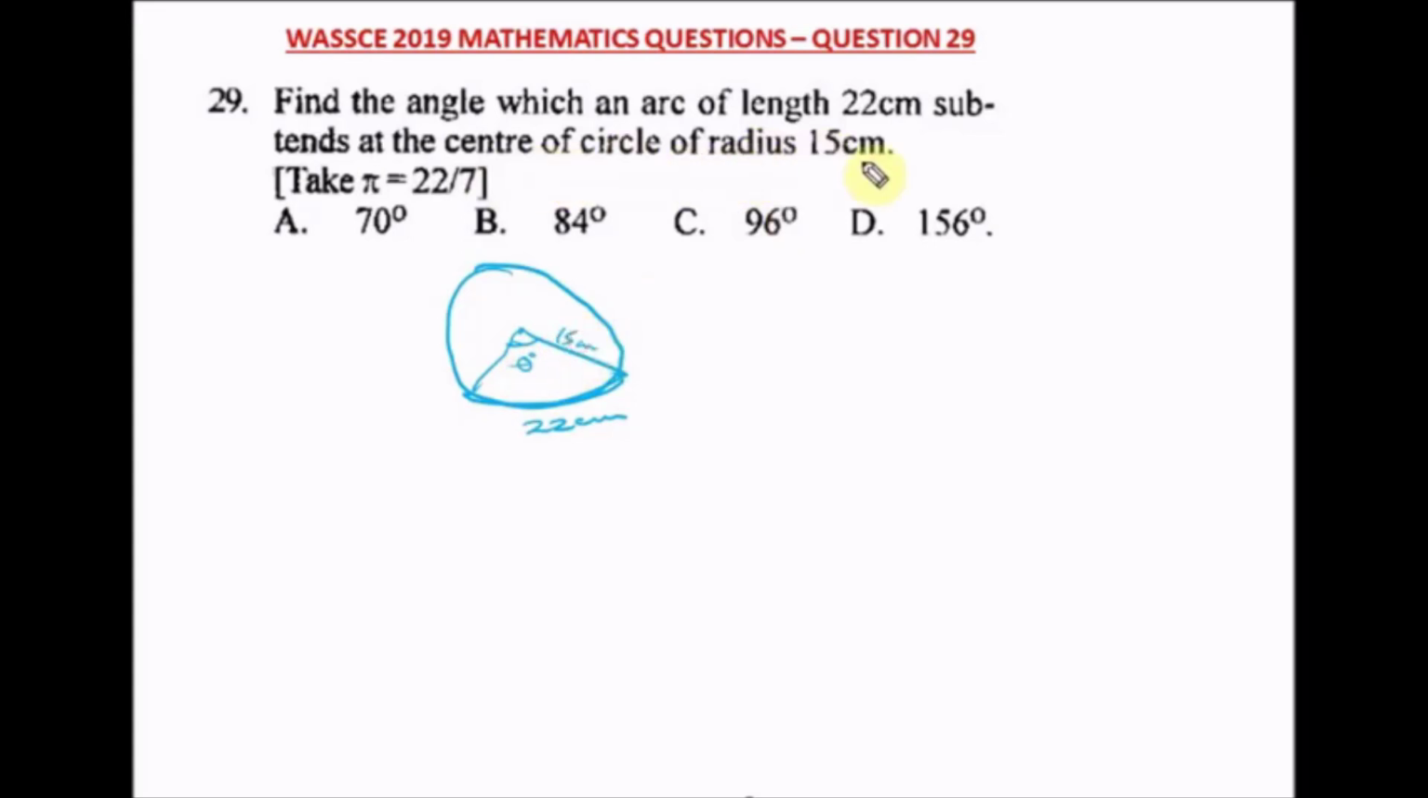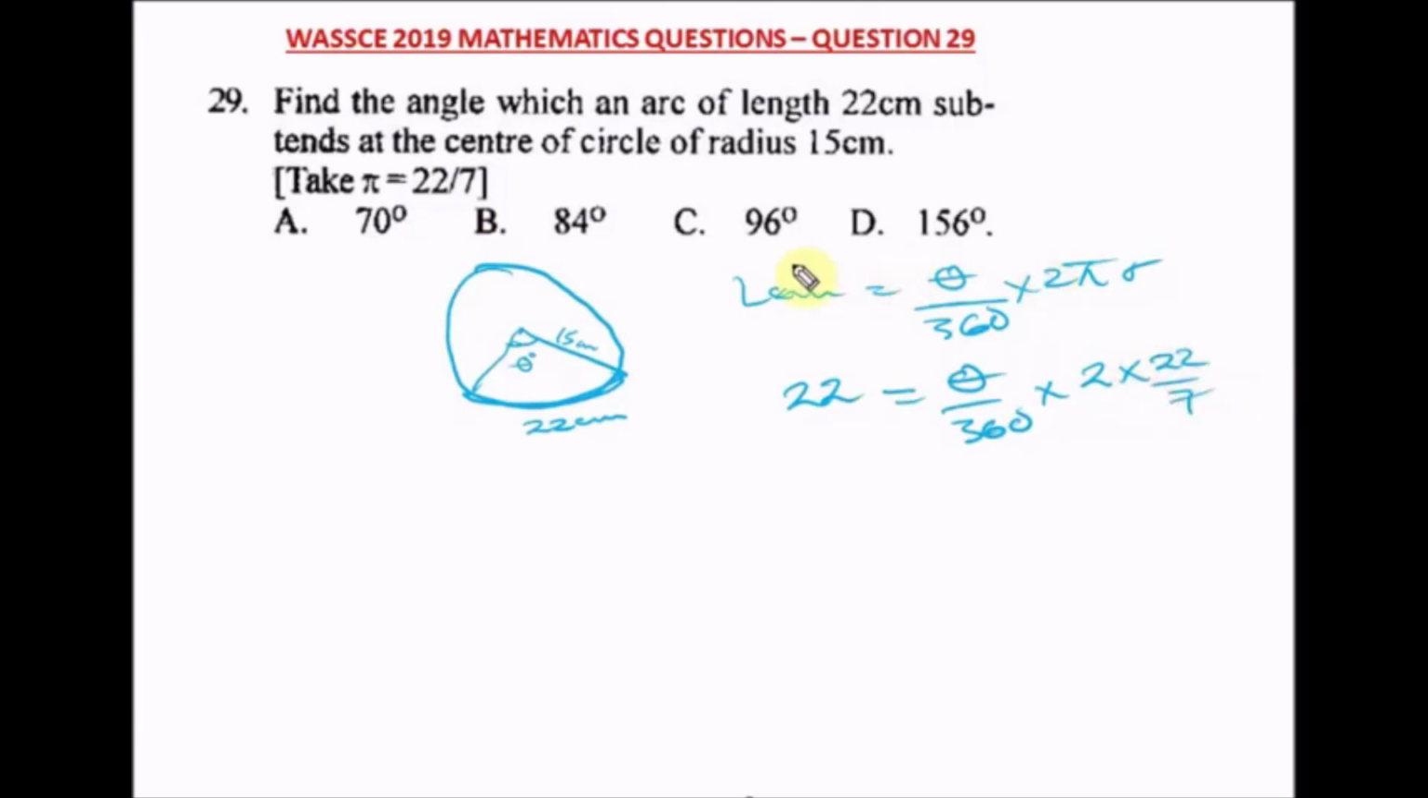which is 15 centimeters. So definitely we know, for we've done this, the length of an arc is equal to theta over 360 times 2 pi r. But here we're looking for theta. We know our length is 22. So let us solve. We have 22 is equal to theta over 360 times 2 times pi, which is 22 over 7, times the radius, 15.